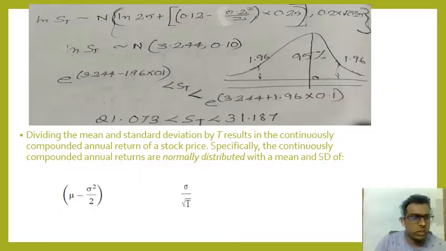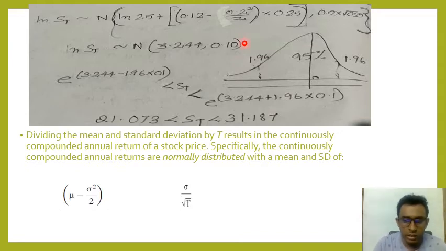Coming to the answer, just substitute everything given in the question: N of ln 25 plus (0.12 minus 0.2 square divided by 2) into 0.25, which is the time period of 3 months, and the standard deviation is 0.2 into root of 0.25, time into volatility. It is a pretty straightforward calculation for the standard deviation, which gives 0.2 into root of 0.25, which gives us 0.10.